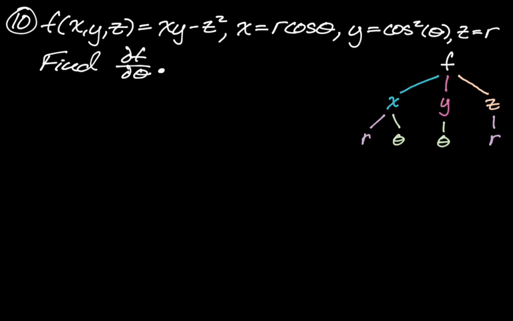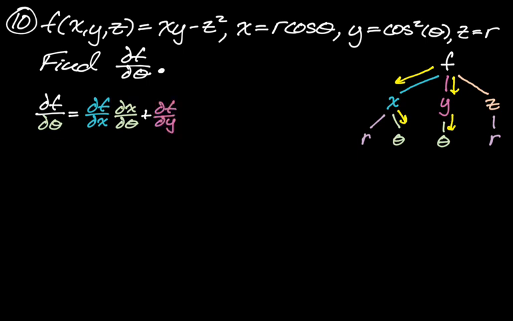Okay, because of this, we're looking for partial f, partial theta. Follow the branches that lead to theta. So we go x to theta, y to theta. z does not go to theta, so it's not going to contribute anything to this partial derivative. All right, let's write it down. So we would have partial f, partial x times partial x, partial theta, plus partial f, partial y, partial y, partial theta.